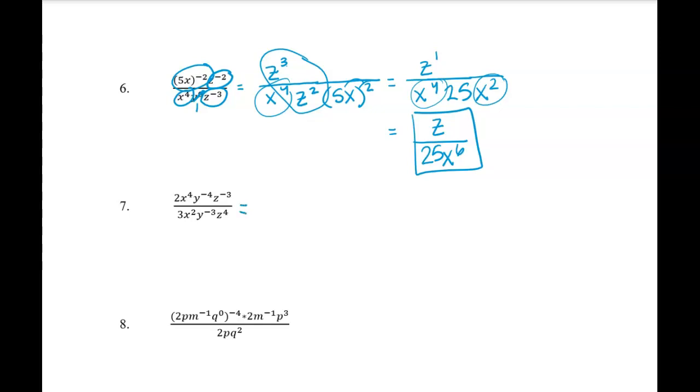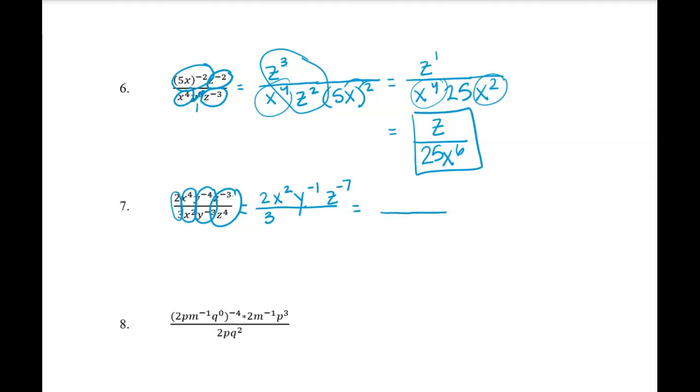So let's see. There's really, again, options. I'm going to keep the 2 over 3. Doesn't simplify. X to the 4th over x squared: 4 minus 2 is 2, so I end up with an x to the positive 2nd power. Negative 4 minus negative 3 is a negative 1, so I have y to the negative 1st power. Negative 3 minus 4 is negative 7, so I have z to the negative 7th power.